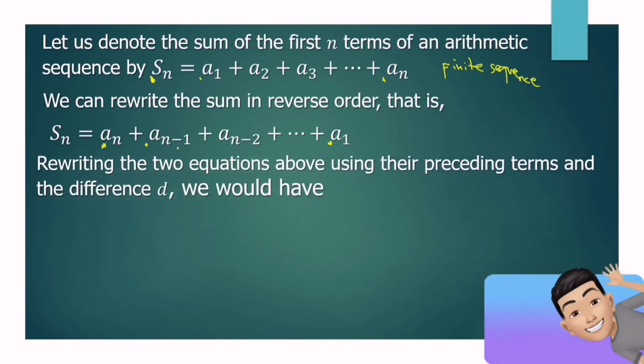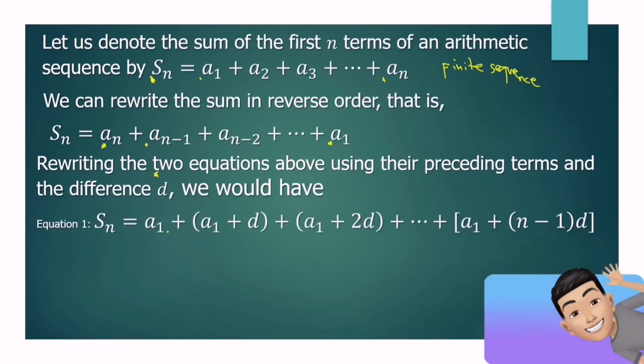And what is the importance of those two concepts? We can rewrite those two equations using their preceding terms and the difference or yung common difference. Kasi, di ba, ito yung kung paano natin ma-identify yung kanilang specific value. Tandaan nyo yung ang tawag doon, yung nth term. A sub n equals a sub 1 plus n minus 1 times the common difference. Ito lang din yun.